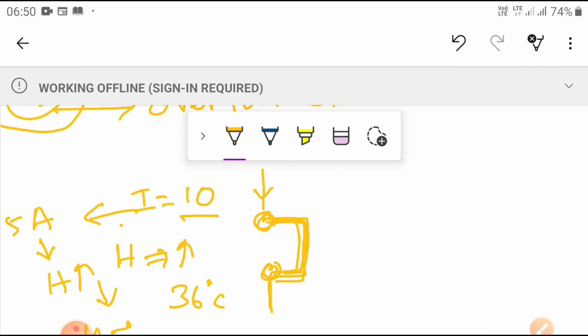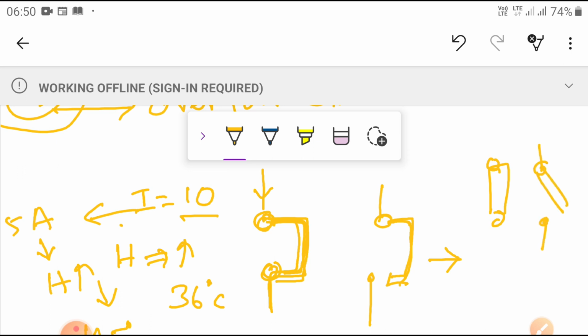So automatically the contacts will open. It bends in this direction. If it bends, instead of the two contacts being closed, it will move in this direction. Then automatically whatever current is passing through this is opened here. No current flows through this line.